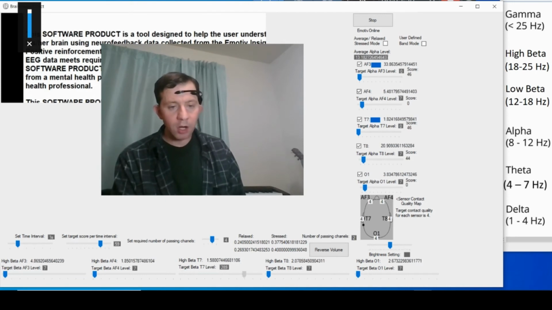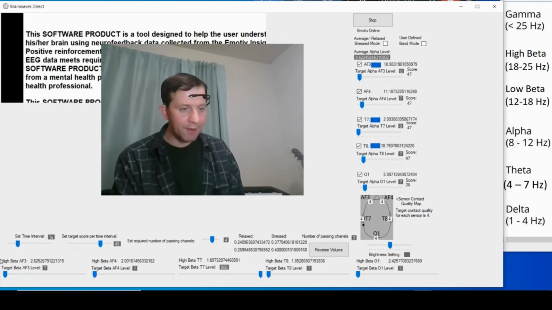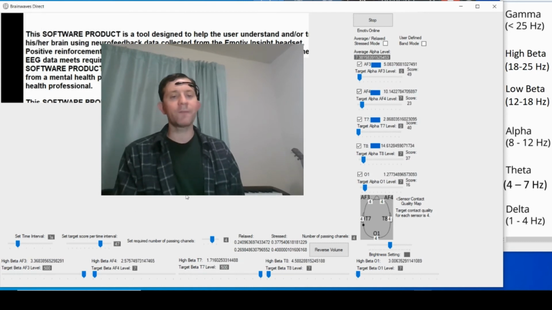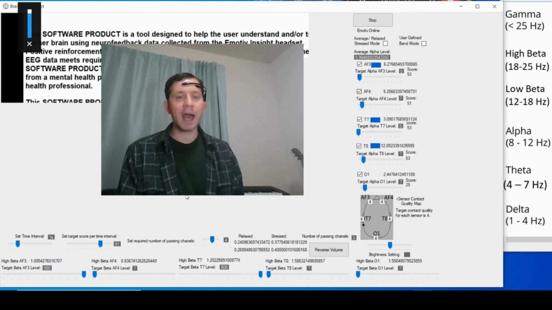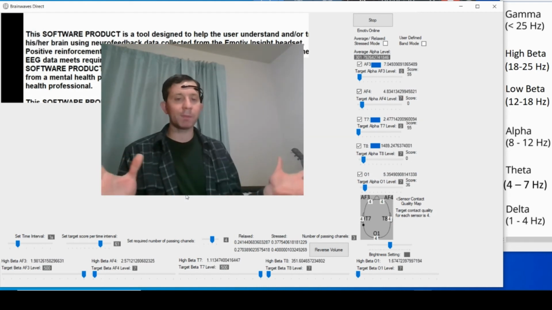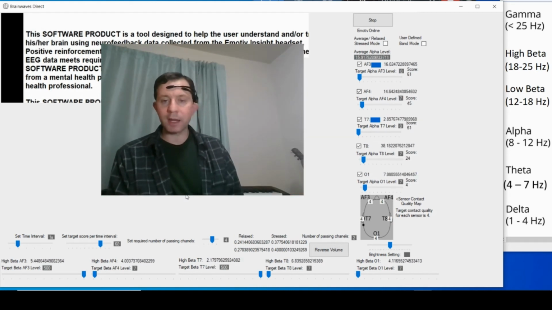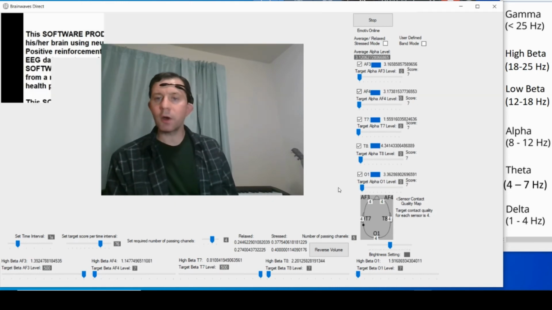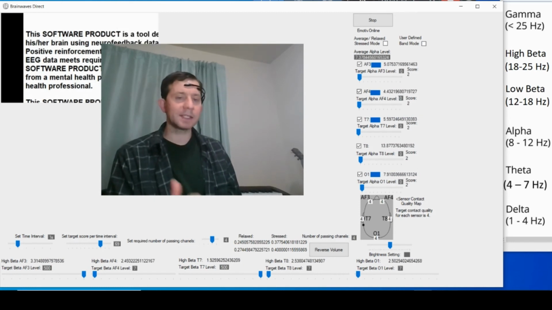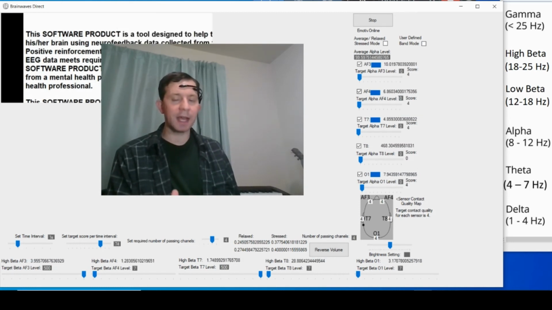So for T7 and AF3, I'm going to turn the targets all the way up to 500, as high as it would go. And I could set these targets anywhere in between, anywhere I want. I can adjust these targets.